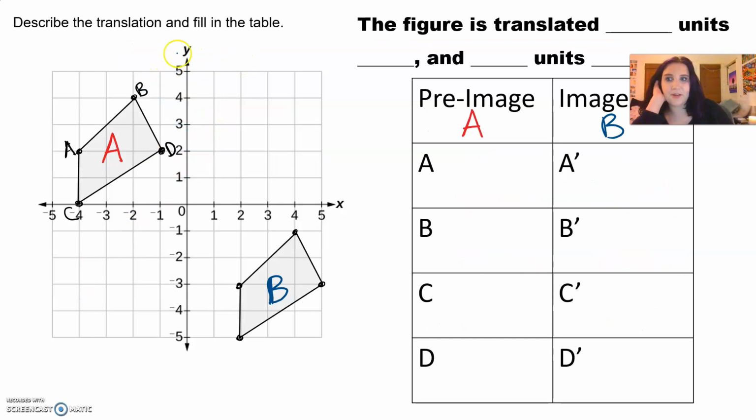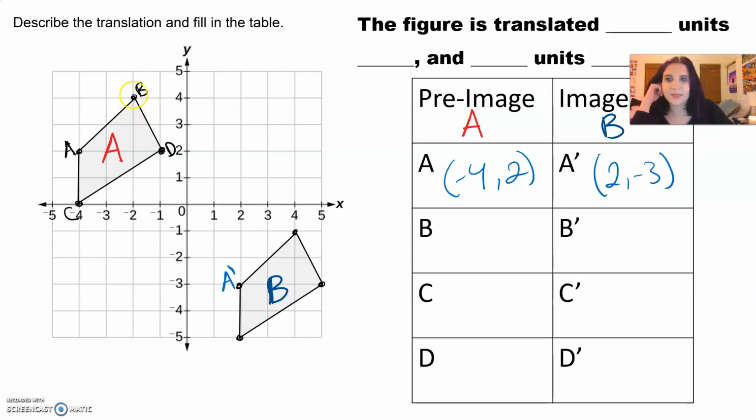All right, next example, we'll describe the translation and fill in the table. So now I have the two figures, the pre-image and the image, and I want to describe it. So how did it move? Let's start with the pre-image. So point A is -4, 2. And A prime is going to be the corresponding point on the image. So this point here is A prime. A prime is 2, -3.